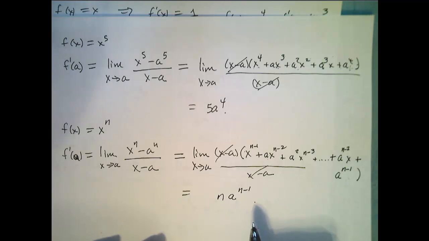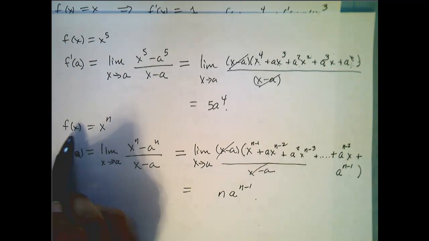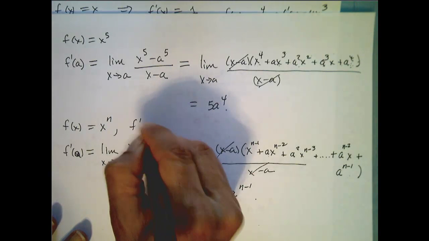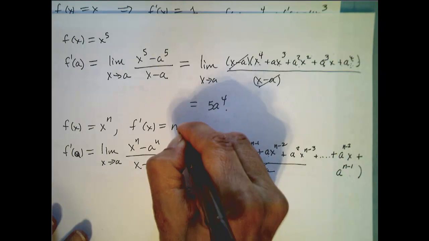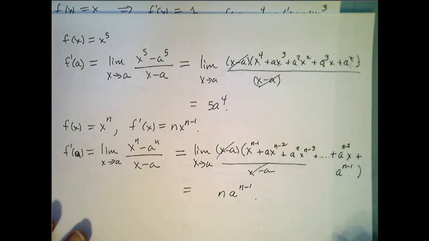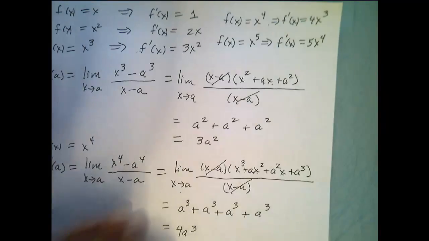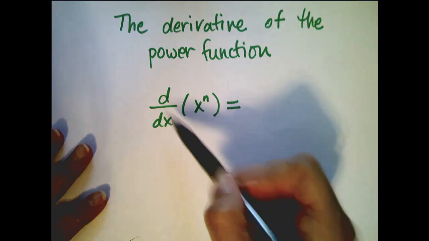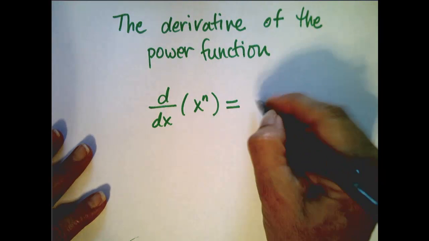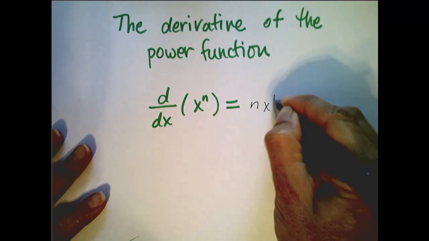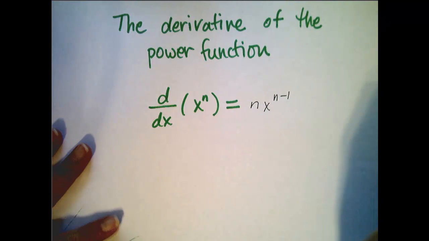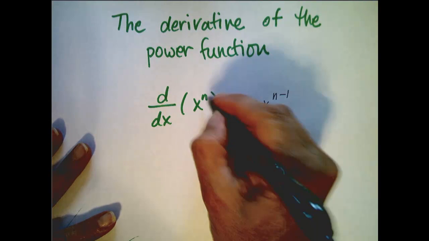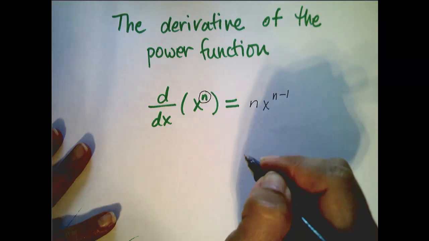Again, this is true for any value of a, so this tells me that if f of x equals x to the n and n is a positive integer, then f prime of x equals n times x to the n minus 1. And so what we learned, at least in that illustration, for positive integers, is that the derivative of x to the n is equal to n times x to the n minus 1. And actually what is true is that this derivative holds for any real number n that's not 0.